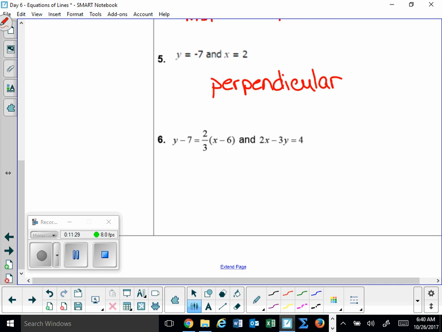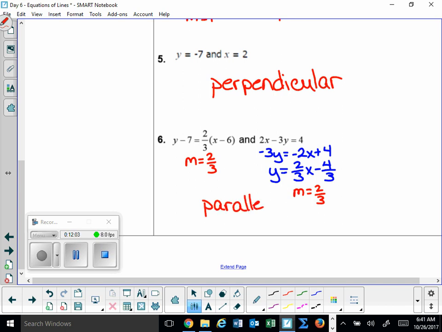Okay, number 6. The first equation's in point-slope form, so I know my slope is 2/3. The second equation's in standard form, so I need to rewrite it. I'm going to subtract 2x from both sides, and then I'm going to divide by -3. And my slope here is 2/3. Parallel. Both slopes are exactly the same.